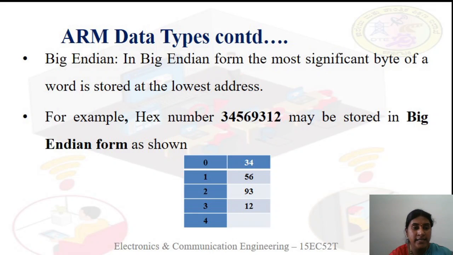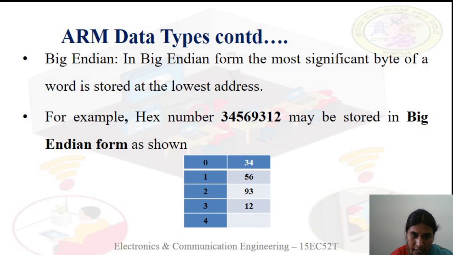Here consider this example. I took an X number, 34569312. Now you have to store this X number into the memory using a style called big endian mode. In big endian mode, keep in mind the most significant byte. In this example, the most significant byte is nothing but 34. That should be loaded into the lowest address.